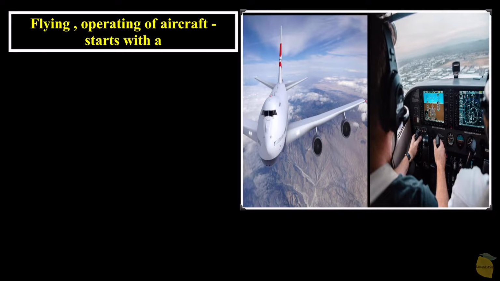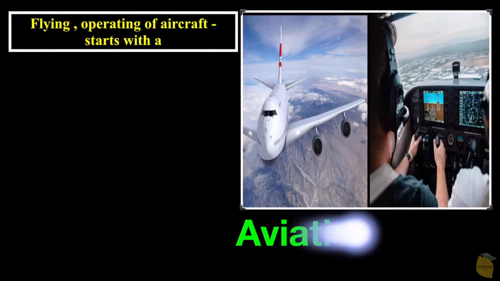Flying, operating of aircraft starts with A. In this picture, we can see an aircraft and we can see a pilot in the cockpit on the right hand side. So this means the word is going to be aviation. Let's go on to the next one.